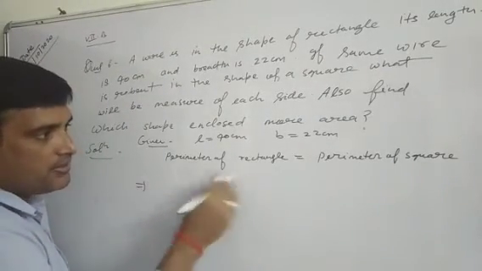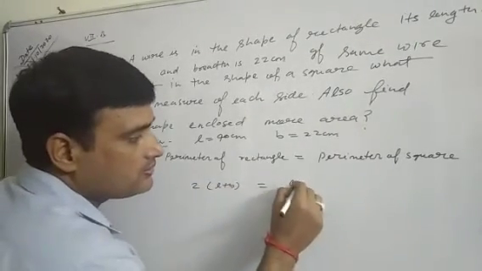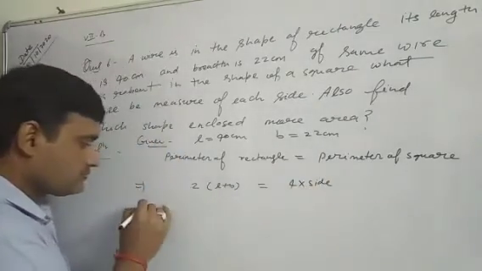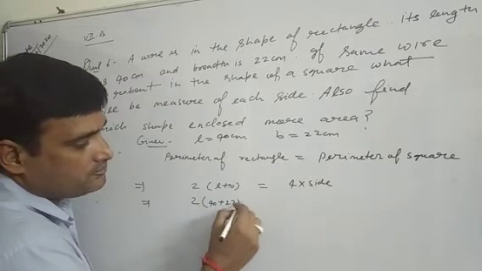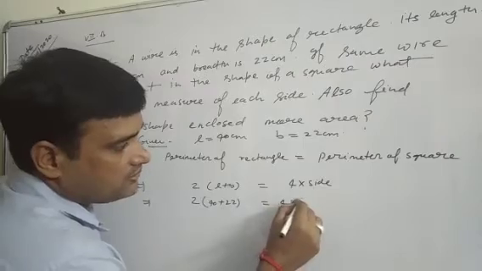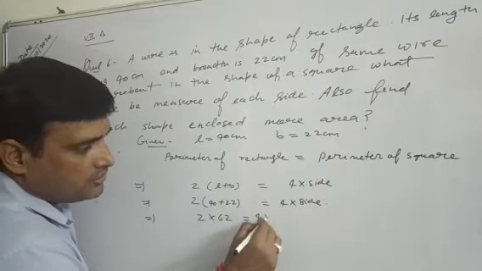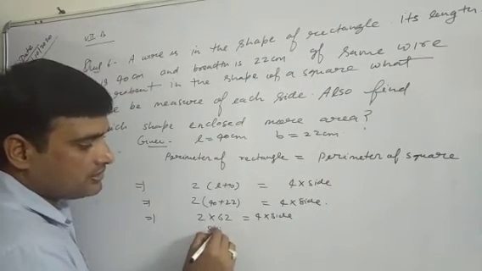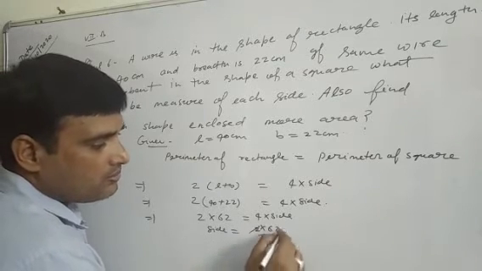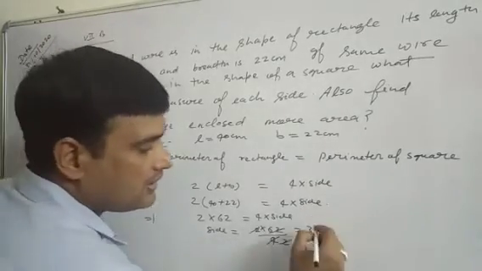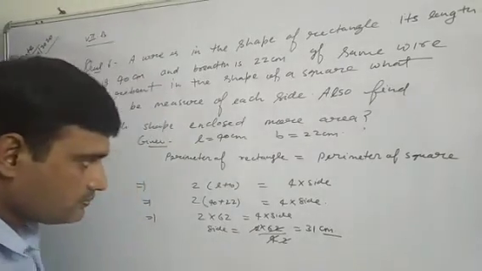Now here you see that perimeter of rectangle is 2(L plus B) and perimeter of square is 4 into side. Now we put the value of L and B here. 2 into (40 plus 22) is equal to 4 into side. 2 into 62 equals 4 into side. Now side is equal to 2 into 62 divided by 4, which is 31 centimeter. Okay? Understand?